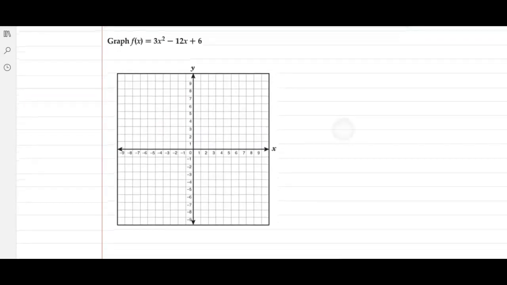All right, I want to know where some nice points would be to graph this. So I'm going to have a t-table, x and y, with 5 points. But I want one of the points to be my vertex, which goes through the axis of symmetry. So this is A, this is B, this is C. Let's first find the vertex.